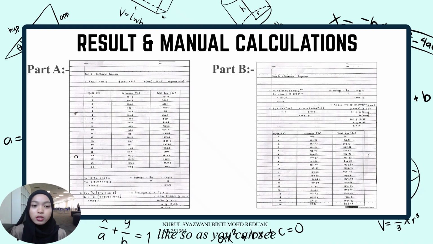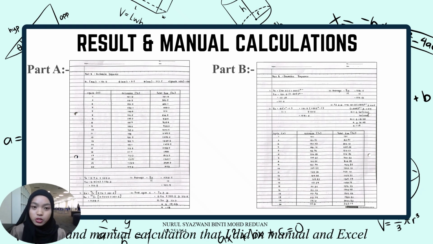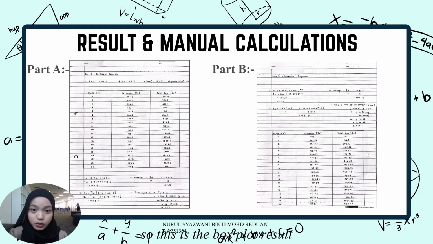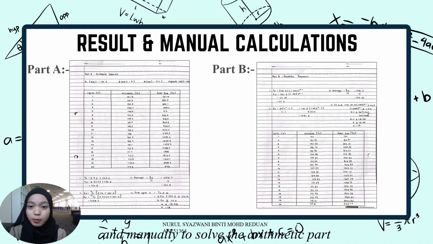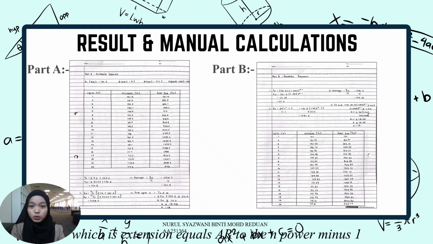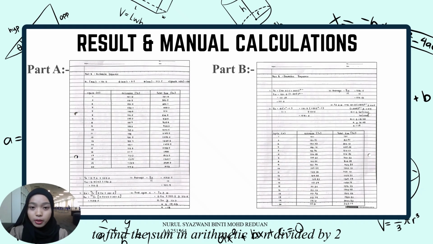So as you can see, this is the result and manual calculation that I did manually and in Excel. This is the box plot result I used to prove our data is the same as the calculation from Excel and manually. To solve the arithmetic part, I used the arithmetic formula, which is Tn equals a plus (n minus 1) times d. To find the sum in arithmetic, it is n divided by 2 in parentheses, 2a plus (n minus 1) times d.